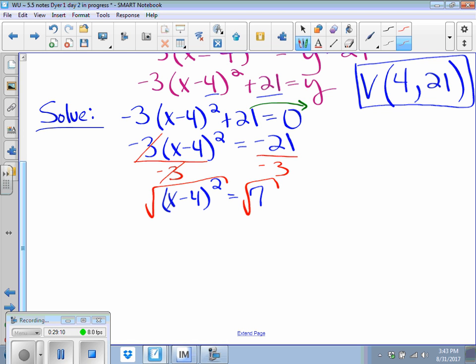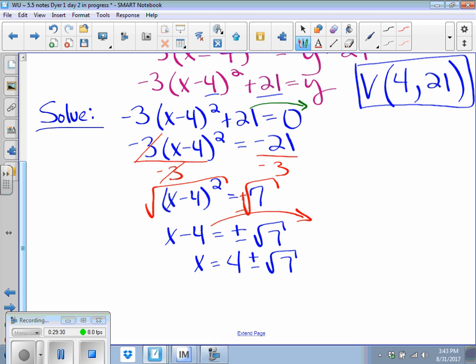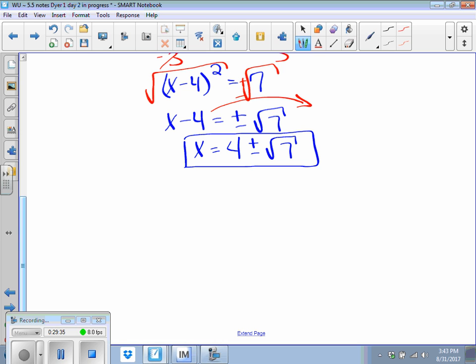Now we take the square roots, get rid of the squared, and this time don't forget the plus or minus. So we have x minus 4 equals plus or minus the square root of 7. And then move the 4 back over. So x equals 4 plus or minus the square root of 7. So these are both solutions written in one statement. But if you wanted to write them as two separate solutions, it would be x equals 4 plus the square root of 7 and x equals 4 minus the square root of 7.